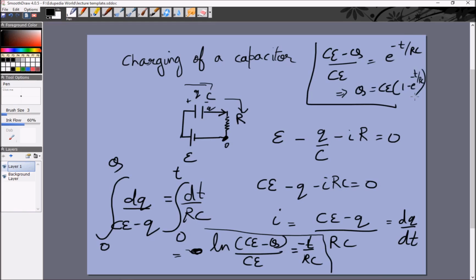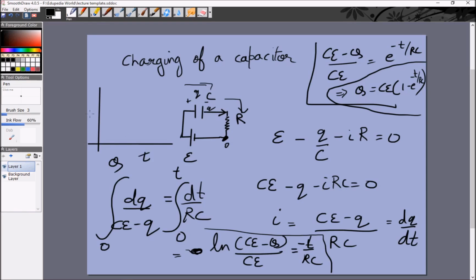Now this is a very important relation because it tells us how the charge changes with time. So initially the time was 0 and the charge was 0. What happens as the time becomes very large? This term becomes very small and Q is equal to CE, which is the value it would have been if there was no resistance. So what happens actually when you're charging a capacitor?